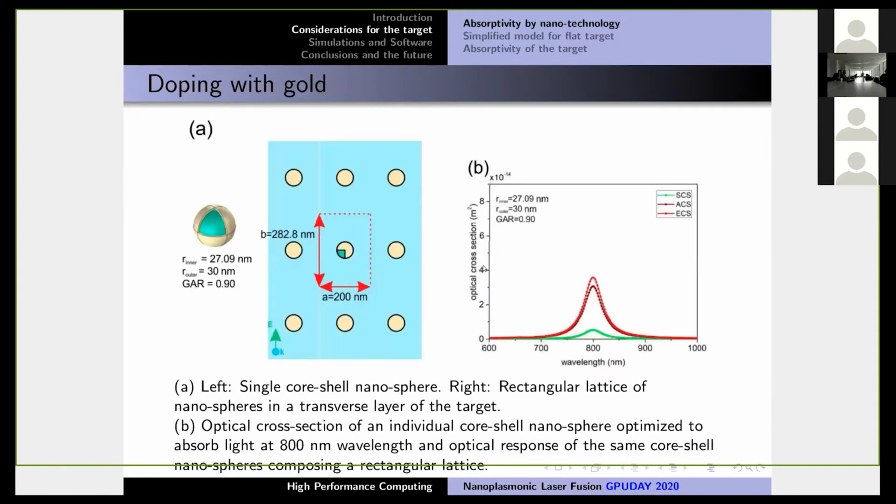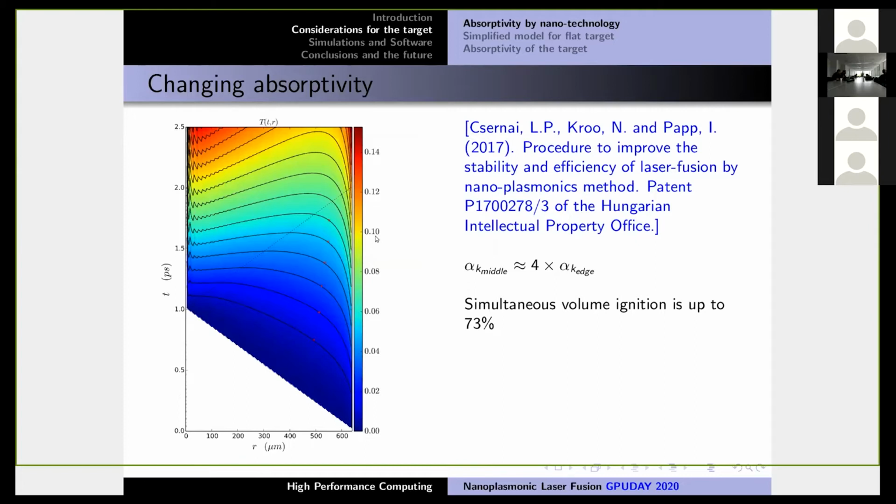However, if we dope with gold nanoshells, which are resonant at, for example, 800 nanometer wavelength, we can alter the absorptivity to an extent in which we might achieve simultaneous ignition faster.